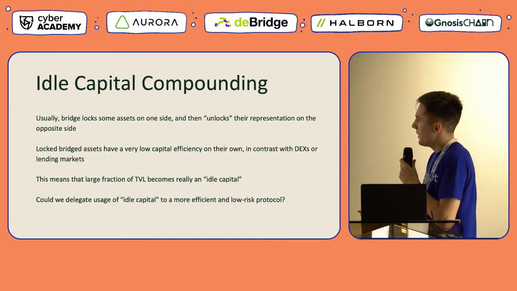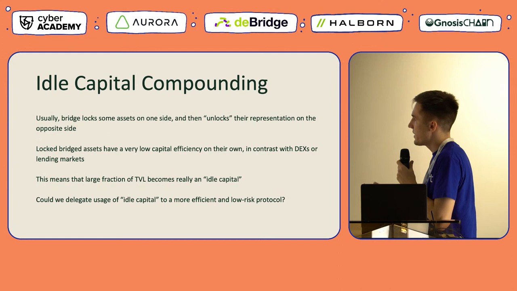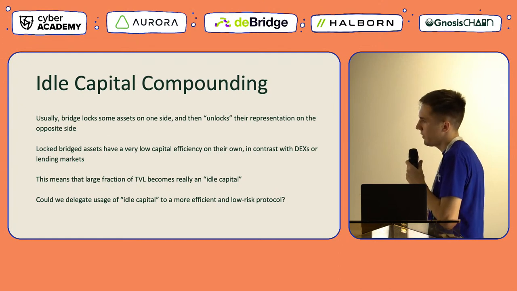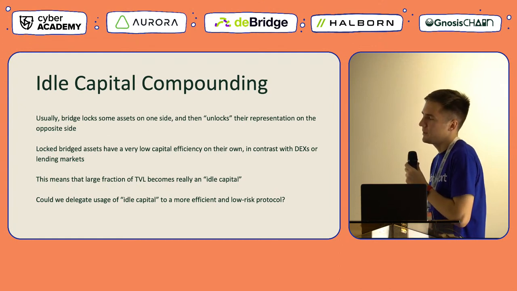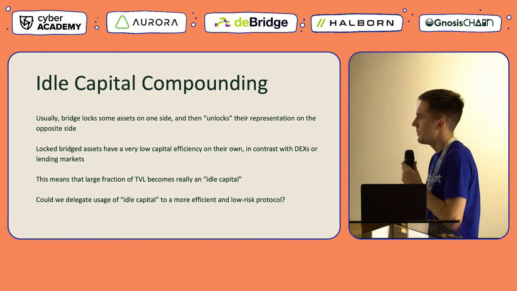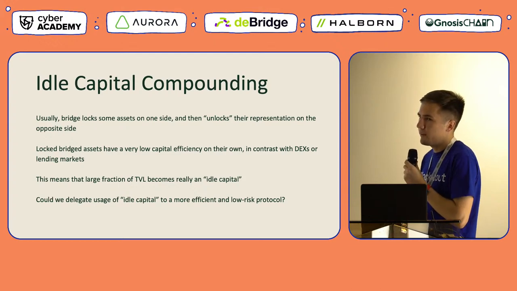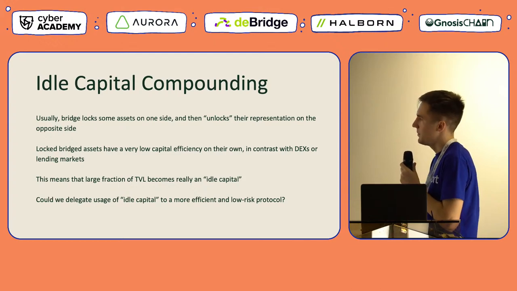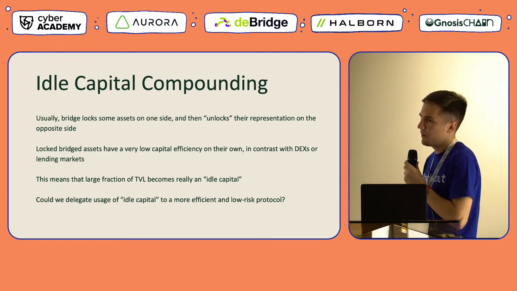And as we already discussed, the locked bridge assets have a very low capital efficiency on their own if we compare the numbers with the ones we have in lending markets and decentralized exchanges. So this essentially means that a large fraction of the entire TVL the bridge currently holds becomes some sort of idle capital.